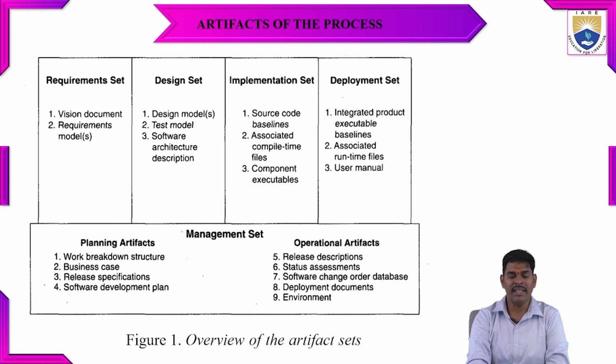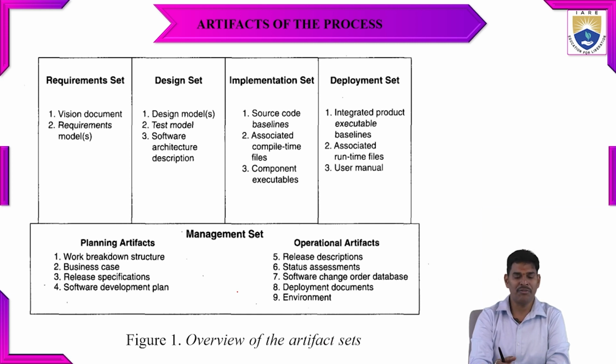So in the fifth set, the management set, we have 2 types. One is planning artifacts and another one is operational artifacts. In the planning artifacts, we have the work breakdown structure. The next one is the business use case. This business use case has to be implemented very critically. And the next one is release specifications. The software has to be released in different types of versions.